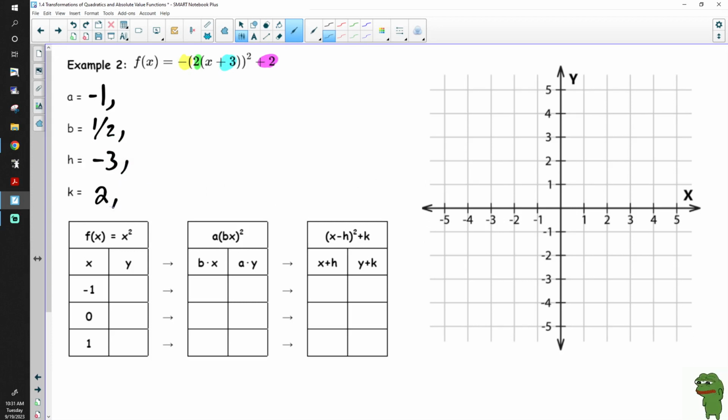But now's the important part. Okay, I'm proud of everyone in the room for knowing your a, b, h, and k, but we need to know what they do. So go to your table. What happens when the a value is -1?